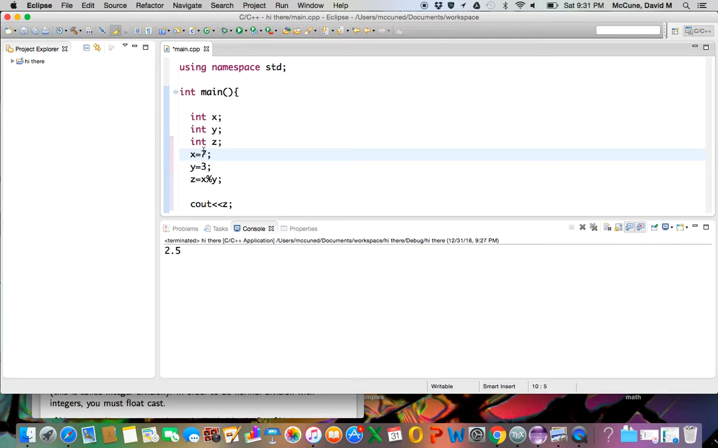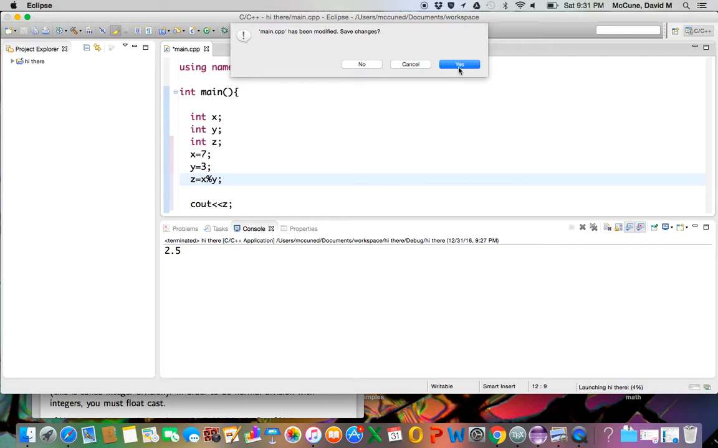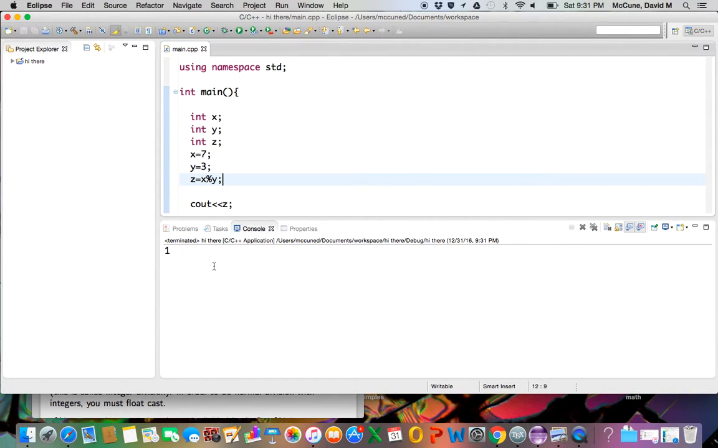When I take 7 and divide by 3, what I get is 2 1/3. So 6 is a multiple of 3. 3 goes into 6. It takes 1 more to get up to 7. So when you take 7 and divide by 3, the remainder is 1. And notice it prints to the screen 1.